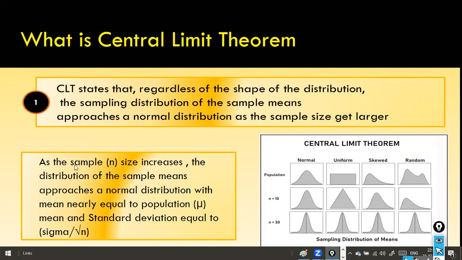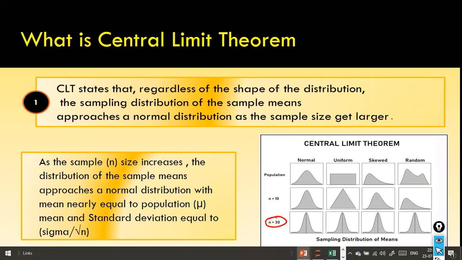So there is another version of the central limit theorem. As the sample size increases, the distribution of the sample means approaches a normal distribution with the mean nearly equal to the population mean and standard deviation equal to sigma over root n. And another rule is that as the sample size increases to 30, it becomes approximately a normal distribution.